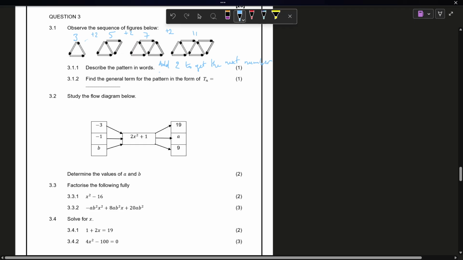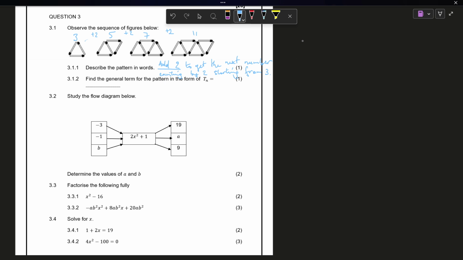I think the keyword here is add 2, okay? Or what else can we say? We can say we are counting by 2, starting from 3, okay? So, okay, 3.1.2, it says find the general term for the pattern.